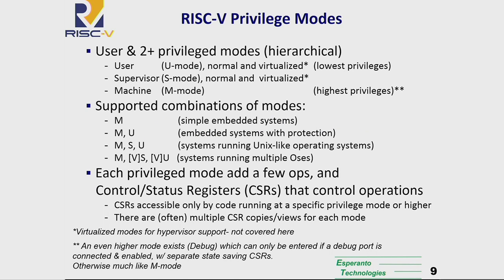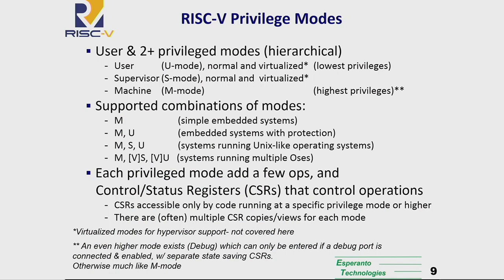So what's all this about privilege? What we have is two user modes, and two-plus if you include virtualization, privilege modes, and they're kind of hierarchical. You start with the user mode, which can be normal or virtualized. And you have a supervisor mode, which is normal and then sometimes virtualized. And finally, machine mode, which is the highest. And I say the highest, but there's actually a higher mode. Debug mode is slightly higher than machine mode, but it can only be entered if you have a debug port connected and it's enabled. I'm not going to talk much about that. There's a separate debug extension, and you can read those specs.